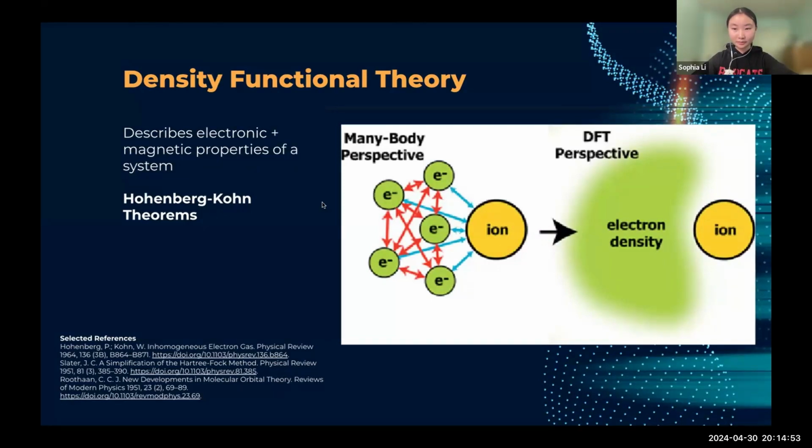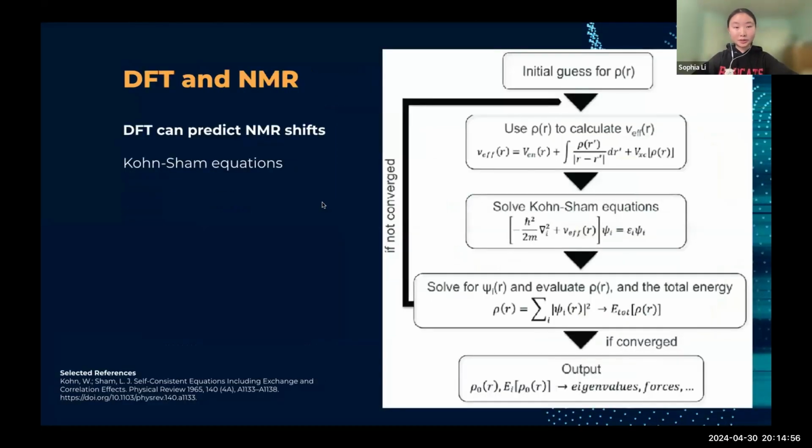Next slide. So how is DFT related to NMR? Well, DFT can predict NMR chemical shifts, and it does this through the Kohn-Sham equations.